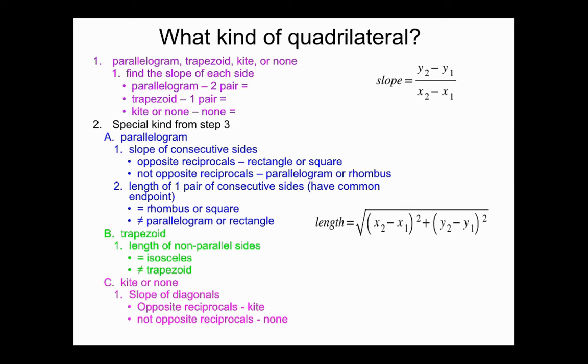If we only had one pair of parallels, then we're going to do the length of the non-parallel sides to see if we're an isosceles trapezoid. And if there were no parallels, then we're going to calculate the slopes of the diagonals to see if they are perpendicular to make a kite. And if none of those things happen, then it's just none of our special quadrilaterals.